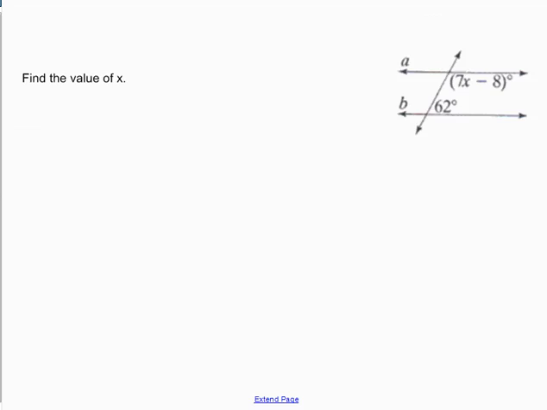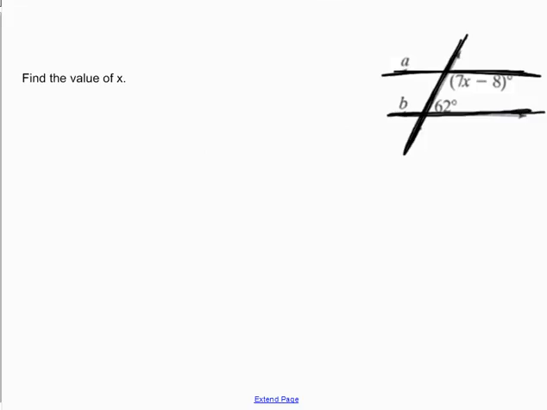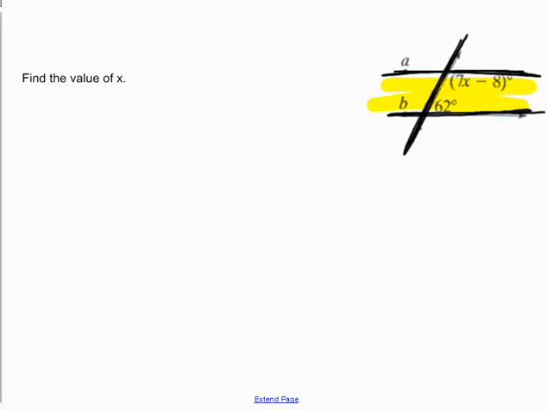All right, next one. We are looking at parallel lines here and this transversal. So now I'm noticing that these angles are on the same side, but they're inside between the parallel lines. So if I look up there and I see same side interior, which is in the yellow, those are supplementary angles. Same side interior angles are supplementary.